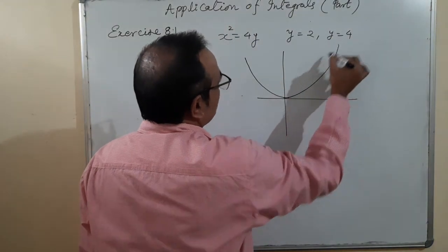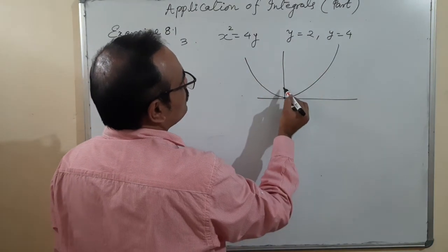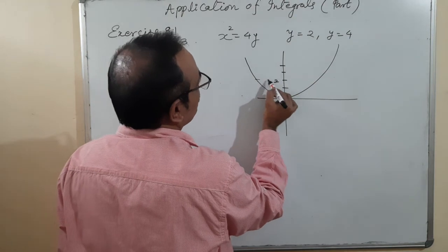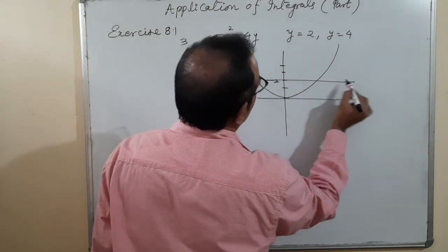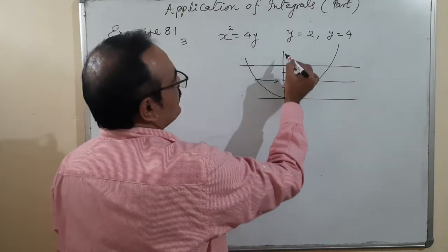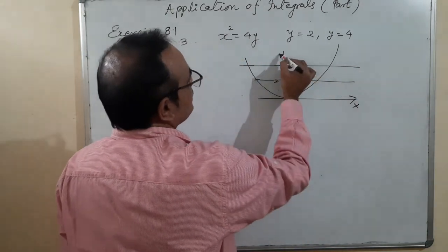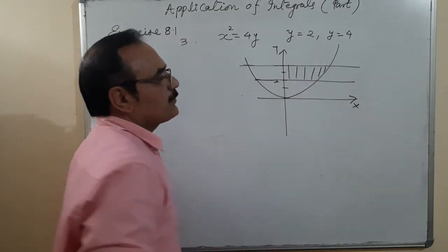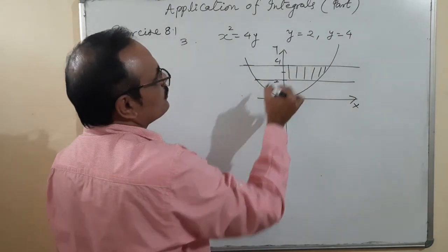Okay. X square is equal to 4y. This is the situation of parabola. Y is equal to 2, line parallel to x-axis. Y is equal to 4, line parallel to x-axis. Okay. And along the y-axis in first quadrant. So this area we are going to find out. Limit 2 to 4. Okay.